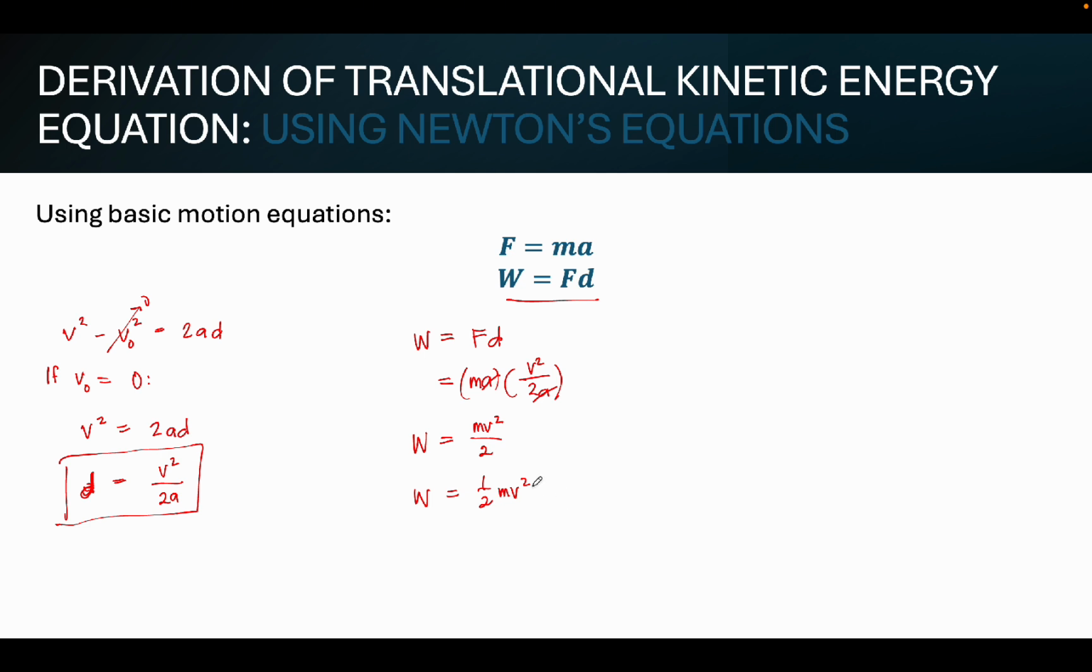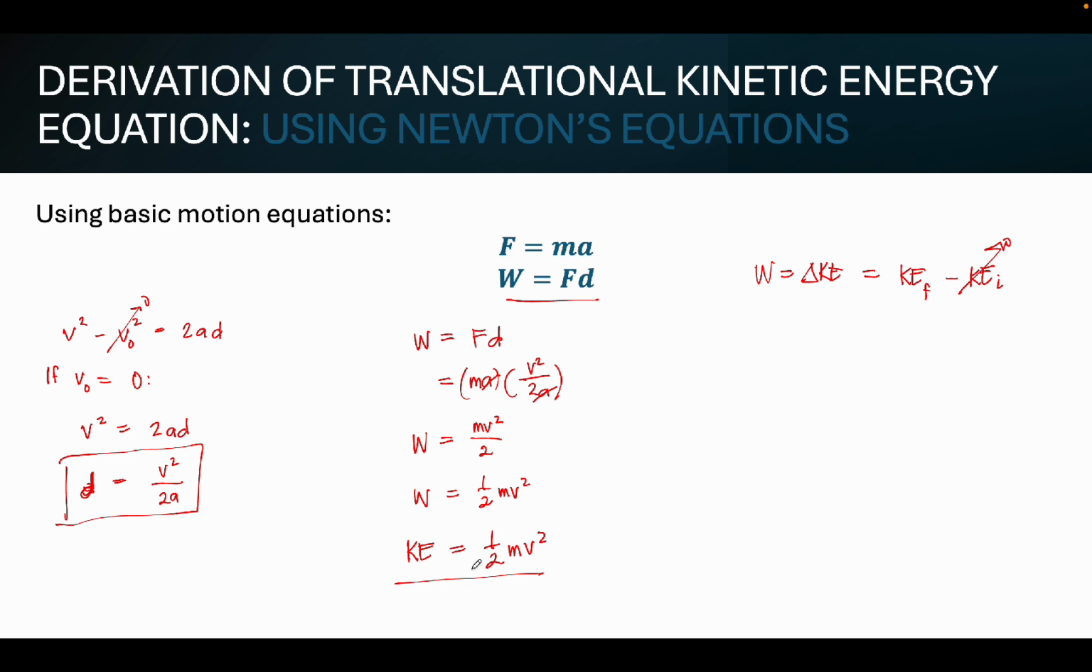the translational kinetic energy. So again, since work is just equal to the change in kinetic energy, but we assume that the initial velocity is 0, so KE final minus KE initial, and since our initial velocity is 0, this becomes 0. So work is just equal to the final kinetic energy. So kinetic energy is equal to 1/2 mv squared. So we have derived the translational kinetic energy using Newton's equations.